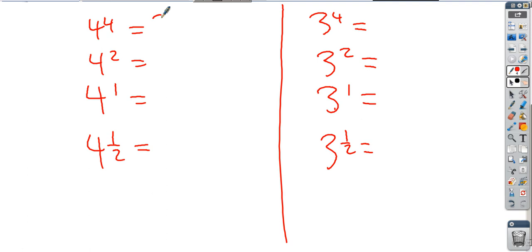So 4 to the fourth power is 256. 4 to the second is 16. 4 to the first is 4. We'll skip that one for now. 3 to the fourth is 81. 3 to the second is 9. 3 to the first is 3.